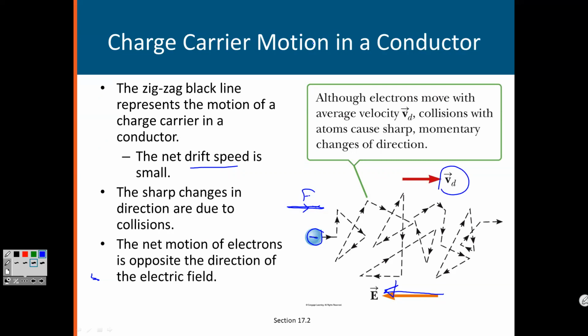Although it is trying to move to the right because of the electric force, every time it collides, it is sometimes given a velocity to the left. So that's why the average speed, the drift speed, is small. However, there will be a net motion of these electrons in the opposite direction to the electric field, because the electric force is in the opposite direction to the electric field, it being a negative charge.